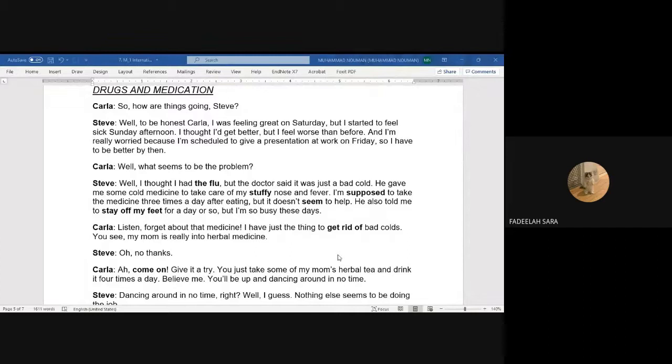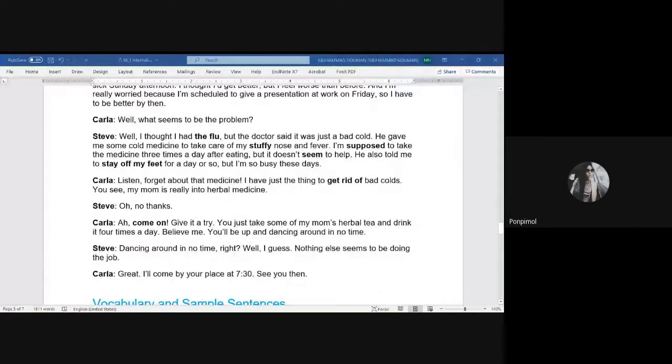Listen, forget about the medicine. I have just the thing to get rid of bad colds. You see, my mom is really into herbal medicine. Oh, no, thanks. Come on, give it a try. You just take some of my mom's herbal tea and drink it 4 times a day. Believe me, you'll be up and dancing around in no time. Dancing around in no time, right? Well, I guess nothing else seems to be doing the job. Great. I'll come by your place at 7:30. See you then.